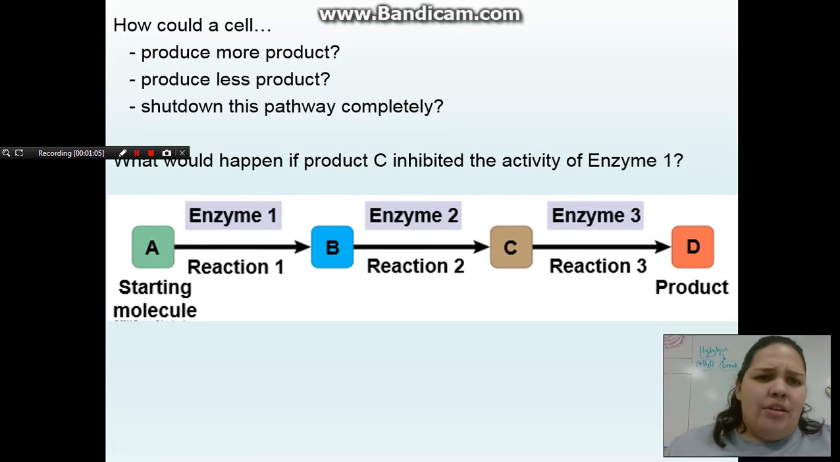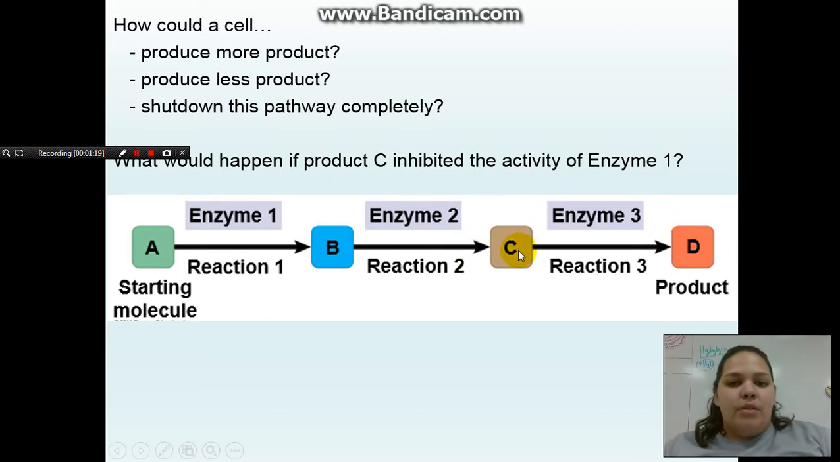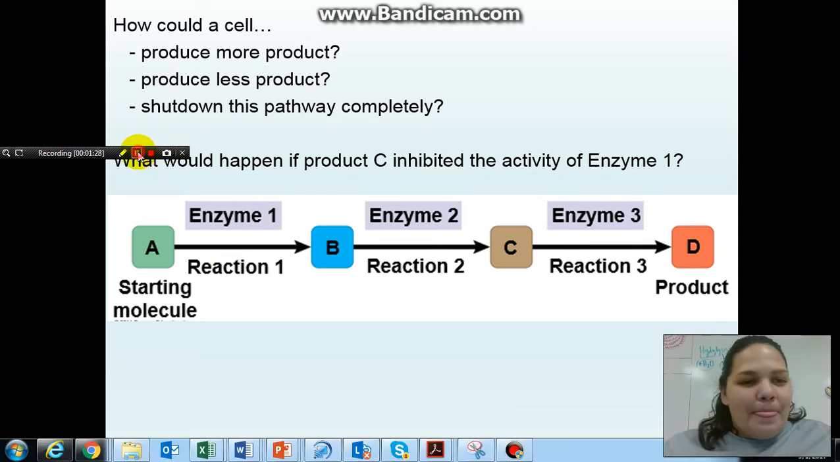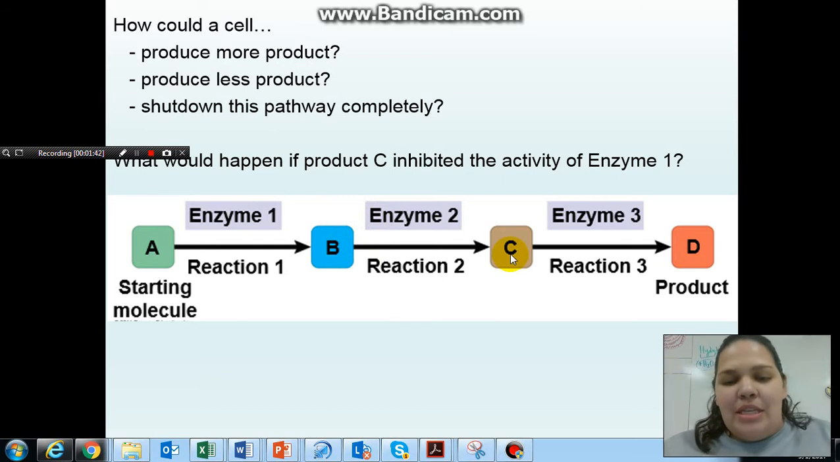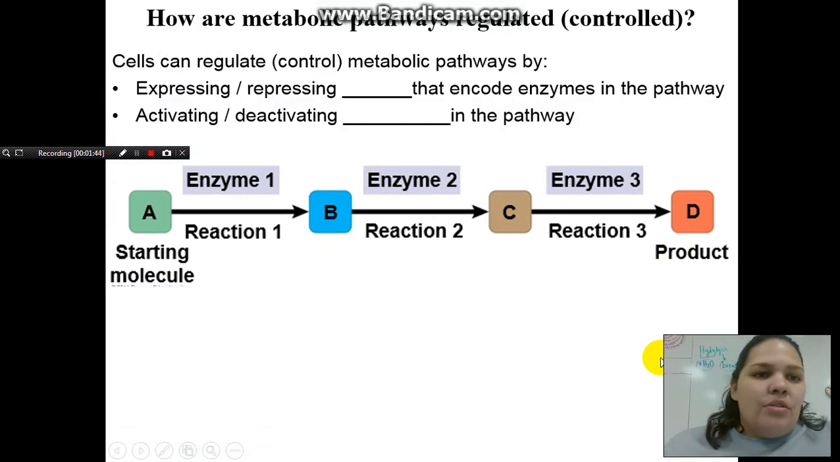So how could a cell produce more product, or produce less product, or shut down this pathway? What would happen if product C, let's just say, inhibited the activity of enzyme 1? Well, if product C shut down enzyme 1, sorry about that, guys. So if we have C shut down enzyme 1, once enzyme 1 shuts down, that basically means that B will not be made as fast, which means that it may hinder the progress of making C and D.